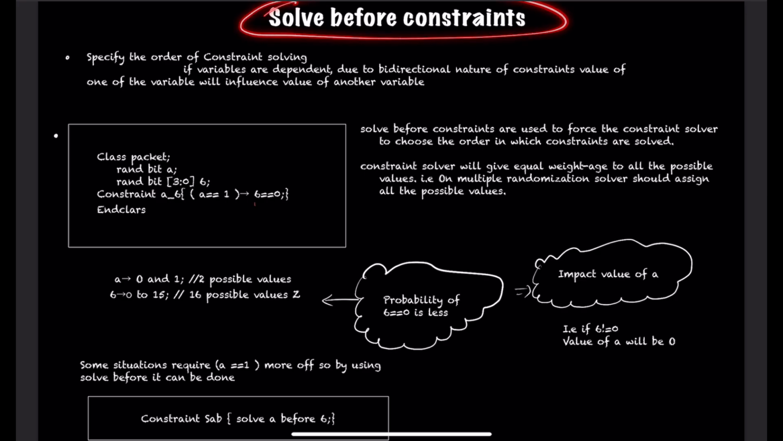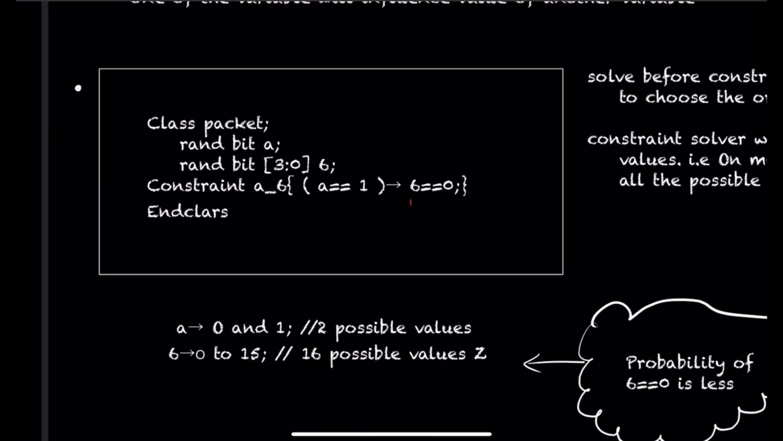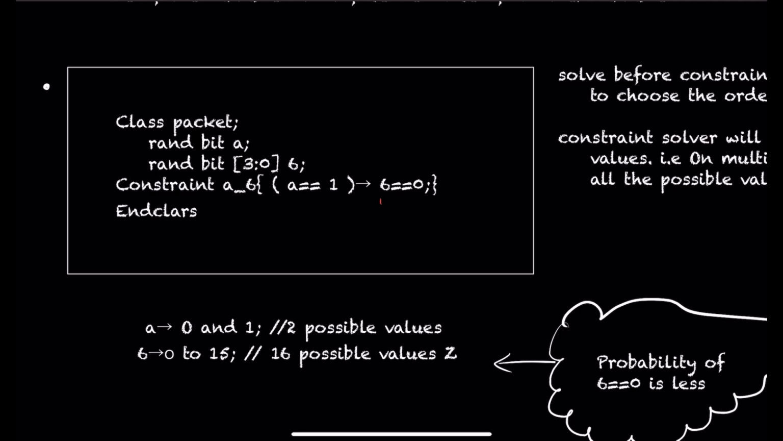Today we'll be discussing solve before constraints and how we use them. In the previous video we studied bidirectional constraints, and in that we saw that the value of A will influence the value of B, and the value of B will also influence the value of A, correct? But here B is a 4-bit variable, so it will have values from 0 to 15, right? And the occurrence of B going to 0 will be very less, correct? So this less occurrence of B equal to 0 will influence the value of A also.